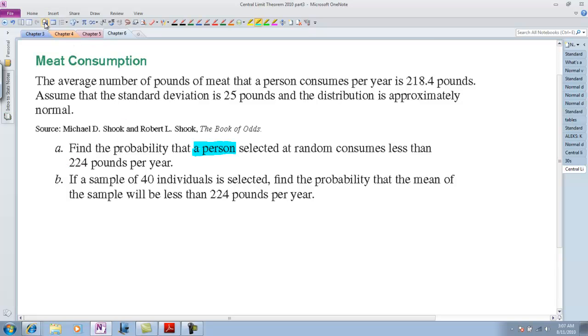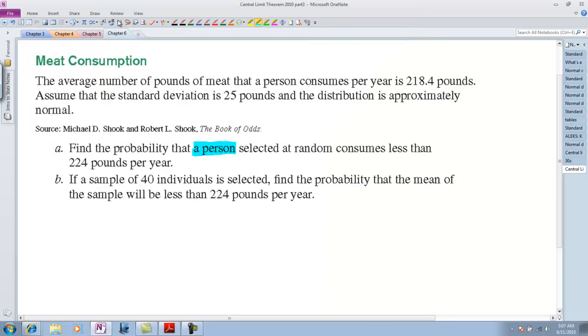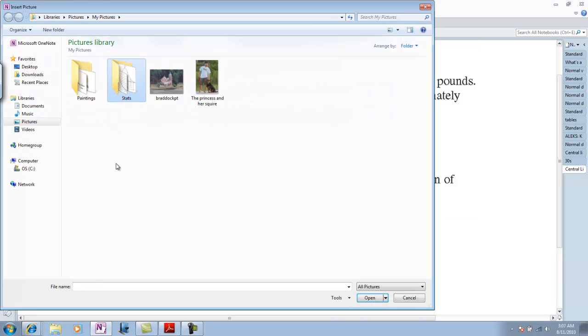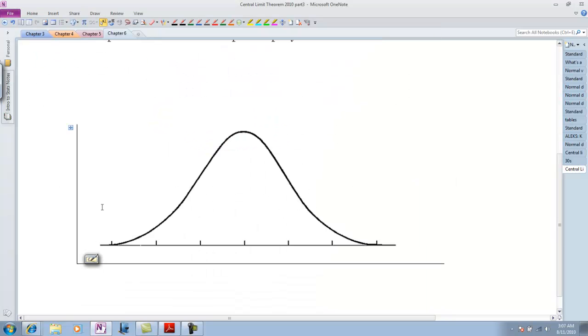So let me insert a picture really quickly here. But first, I don't want that picture to go in anywhere. Let's have it pop in down there. Okay, insert a picture. Alright, here's my picture.